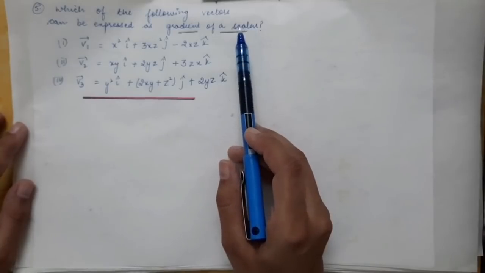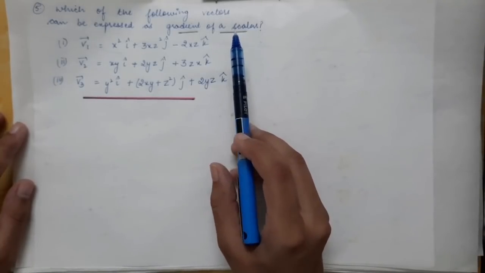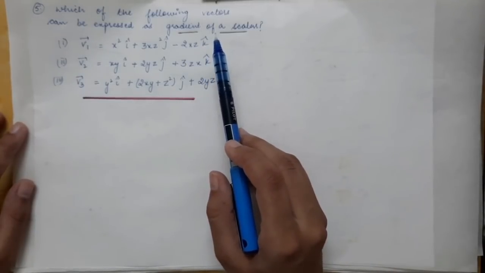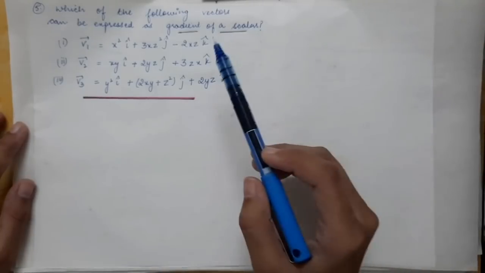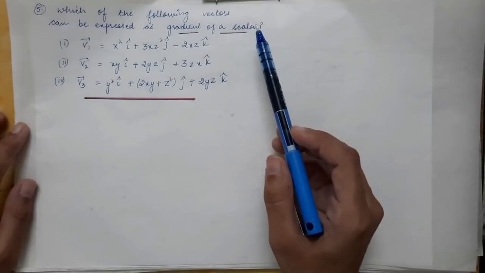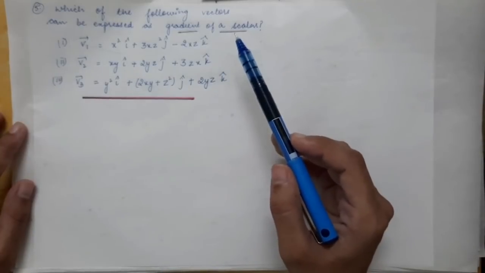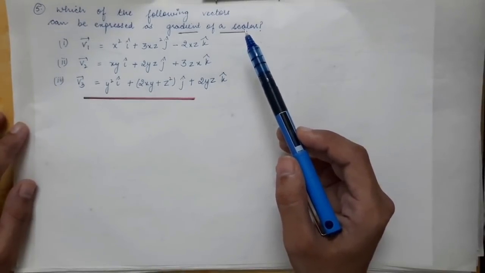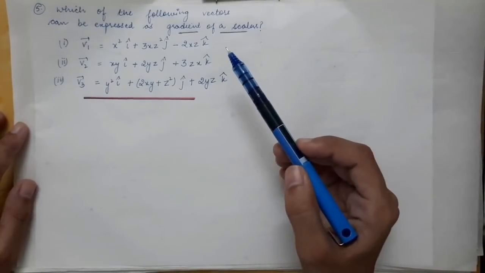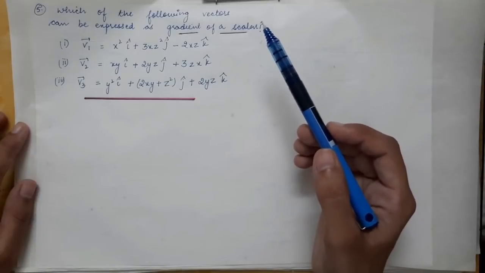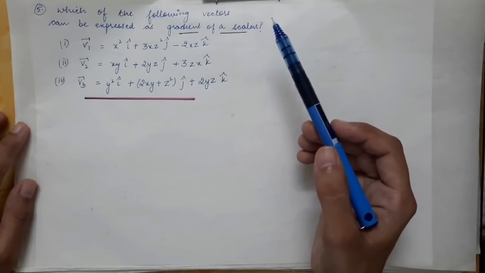The next numerical is to find which of these three vectors can be expressed as gradient of a scalar. So in the article of the types of vector fields, we have done two types of vector fields. First was divergence-less field, that is those vector fields whose divergence at every point is equal to 0. Those vector fields are called divergence-less fields, and they can be written in terms of curl of another vector field. So that we have already covered in types of vector fields, that any vector field whose divergence is 0 at every point can be written as curl of some other vector field.